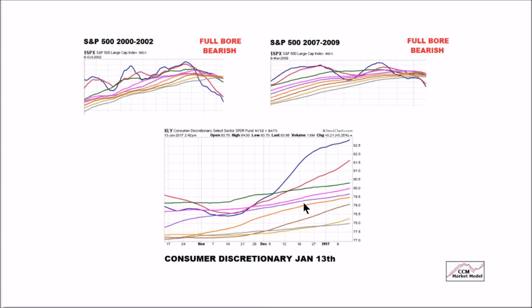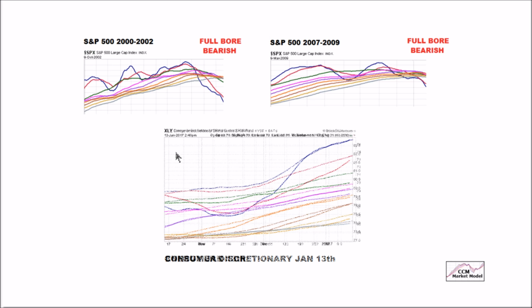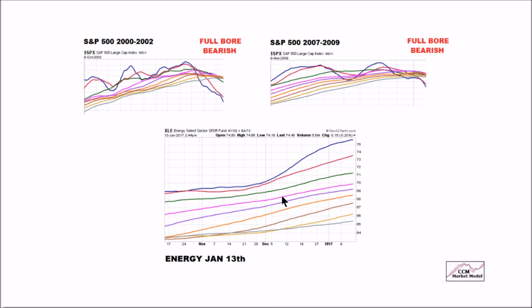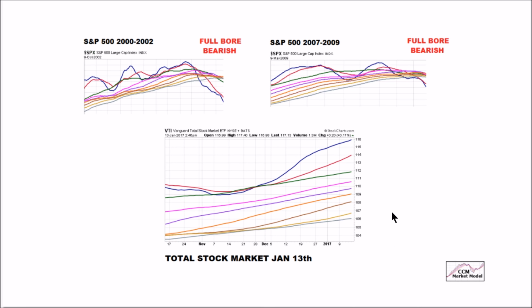Similar situation with economically sensitive consumer discretionary stocks, or XLY in the ETF world. We've covered energy stocks numerous times in recent weeks and months, and this is a constructive look as of Friday, January 13th, 2017. All things being equal, a broad rally where a high percentage of stocks are participating tends to be healthier than a narrow rally led by a relatively small group of stocks.